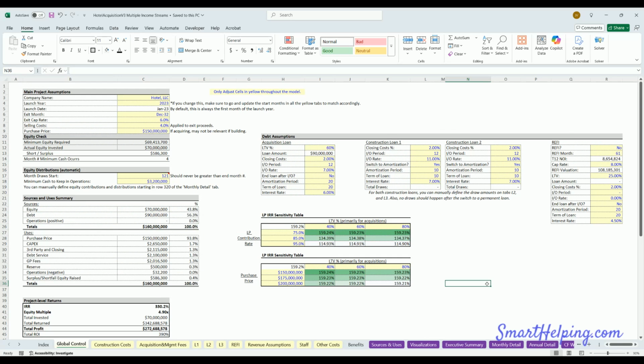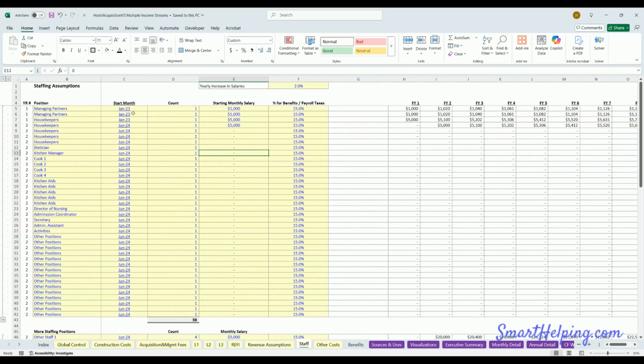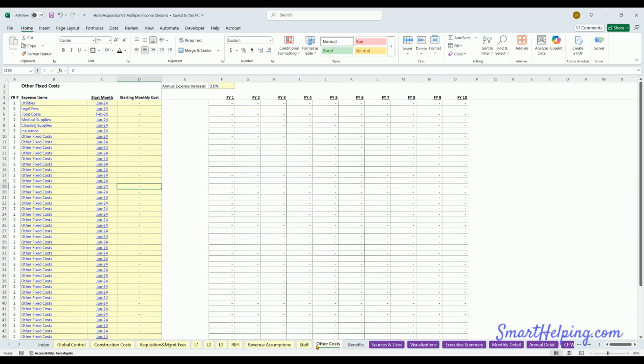So, we start off with company name. This doesn't go anywhere now. It's just for reference purposes. Launch year. If you change the launch year, it will affect the drop-down dates. For example, in staffing, these start months will be affected. Same with other costs. So know that.